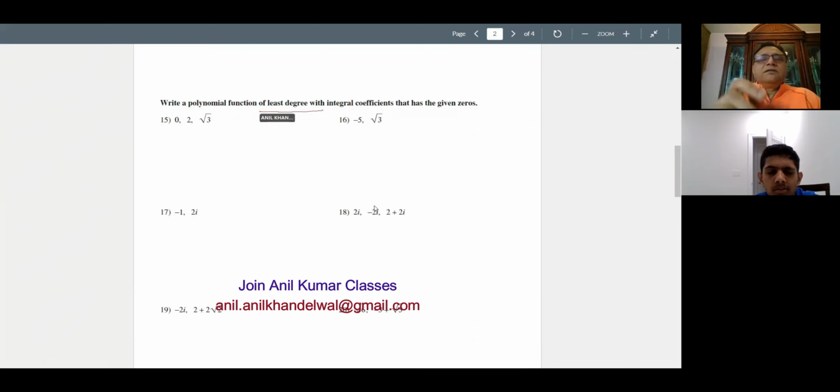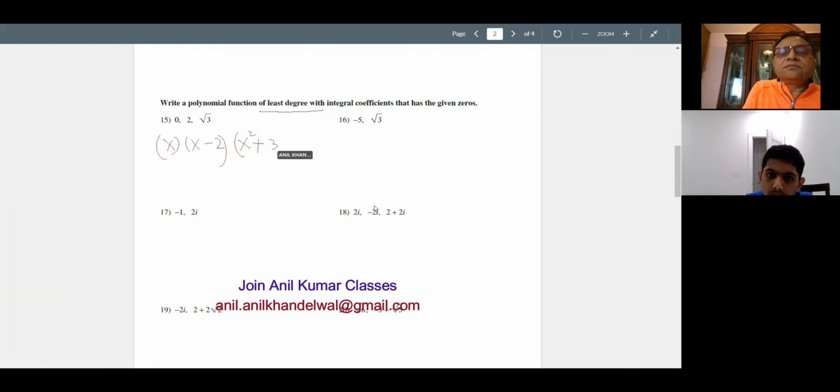Correct. So we'll use 1 as our integral coefficient. So the polynomial could be, these are the roots, right? So for 0, it is x, and then we have x minus 2, and for the square root 3, we have x plus minus. So we could write x squared plus 3, which will give us two roots, plus minus square root 3. So that will be your equation for 15.